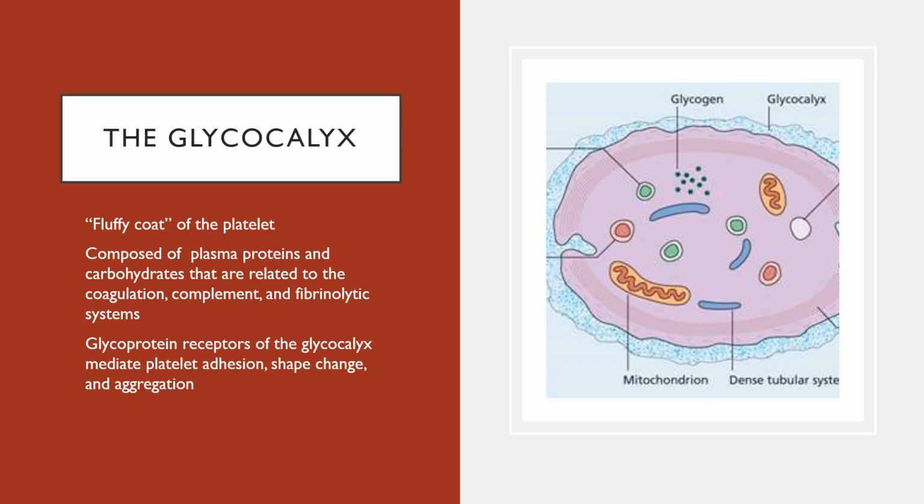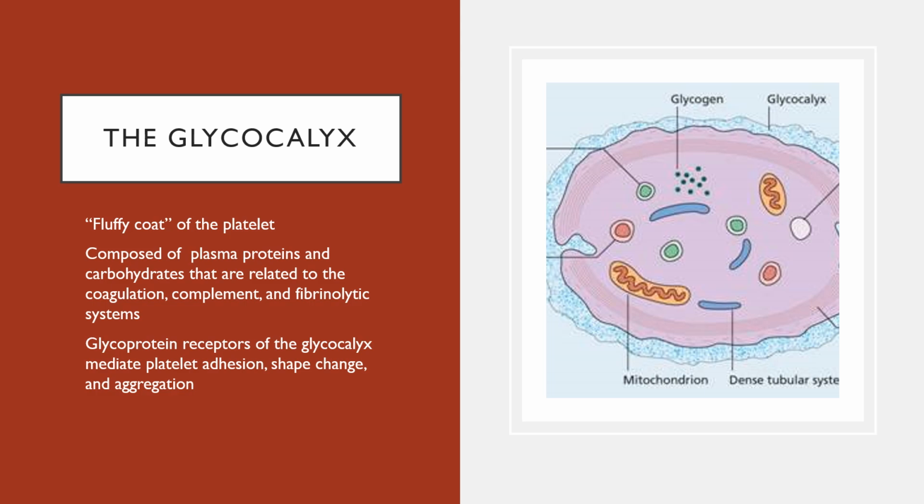It's true that I did say newer is not always better, but I have to tell you this picture is newer and better, especially with regard to the representation of that glycocalyx. That glycocalyx on the platelet is kind of a fluffy coat. Think of one of those puff coats. It's composed of plasma proteins and carbohydrates that are related to coagulation, complement, and fibrinolytic systems. And it's also the characteristic that gives platelets that kind of lacy look around the edge of the periphery when we're looking at it in a microscope.